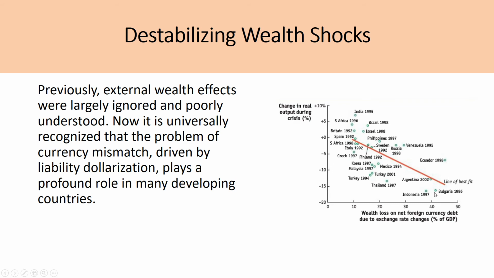Bulgaria had a significantly higher percentage of GDP. The x-axis illustrates that wealth loss on net foreign currency. So as the country lost more percentage of its GDP, the change in real output during that crisis fell by significantly more, versus if they had less and they lost wealth on the overall wealth, then their change in output would be much less. So that loss in external wealth influences and really magnifies the potential loss during an economic crisis.